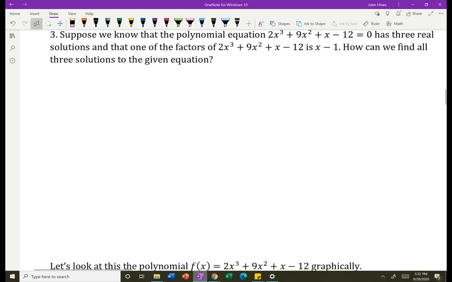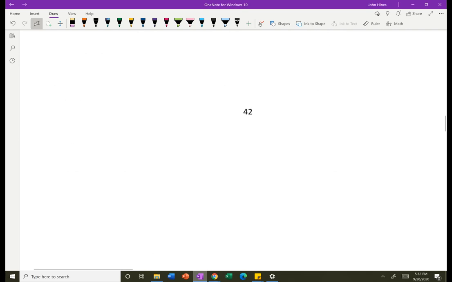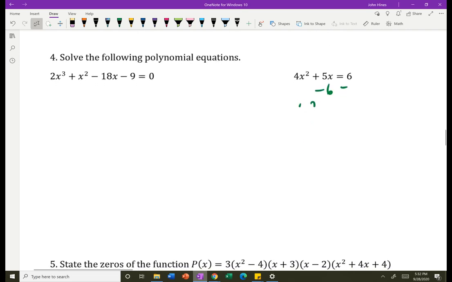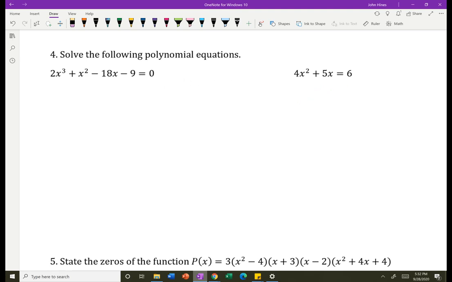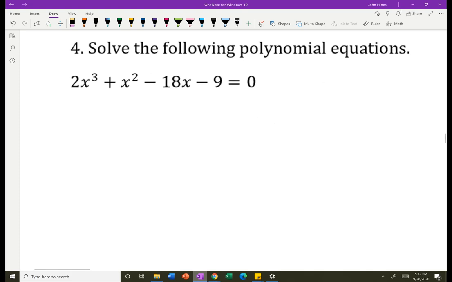So page 3, number 3, we're going to skip here. We're actually going to jump right to number 4 here, where I want you guys to solve some for me on your own. So take a second, pause the video right now, and see if you can factor this left-hand side of the equation.